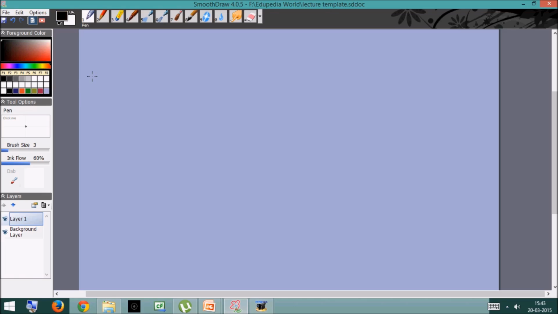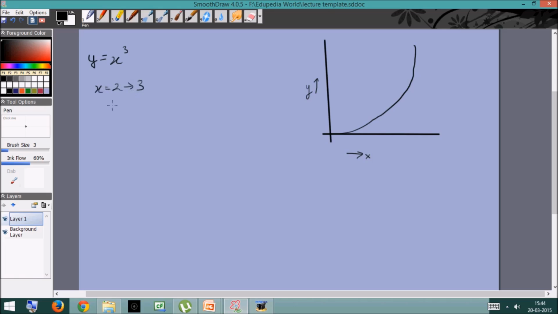Let's assume I give you a function y equals x cube, and I want you to analyze this function. The graph of this function would be something like this. When x is 0, y is 0, and as x increases, y increases as well. Let's say I want to calculate the change in y when x goes from 2 to 3. In that case, when x is 2, y is 8, and when x is 3, y is 27.